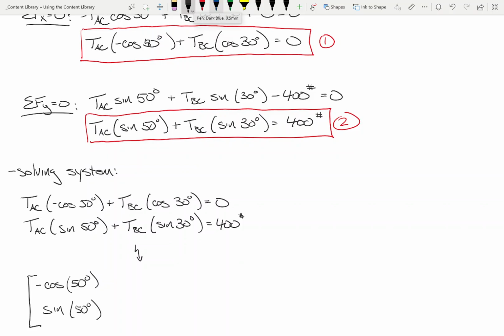Then sometimes what I'll do is I'll sort of do this, just to sort of separate the terms. I don't want to get too parentheses happy.